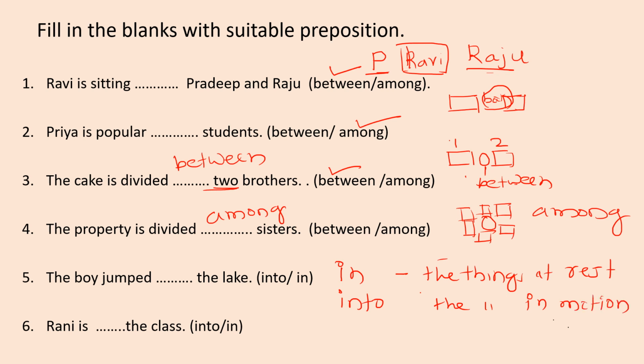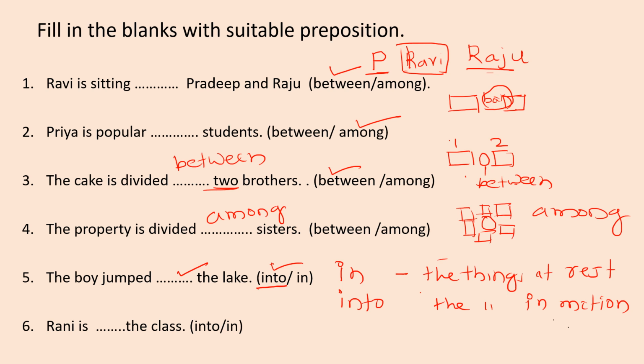Okay, so here the boy jumped. What will be the answer? Into, because he will take the movement, he will swim. He will show the movement over there. That's the reason we have to write the answer as into. Or we can tell the dog jumped into the river. So it started to swim. It is showing some movement. That's the reason we will write this answer as into.